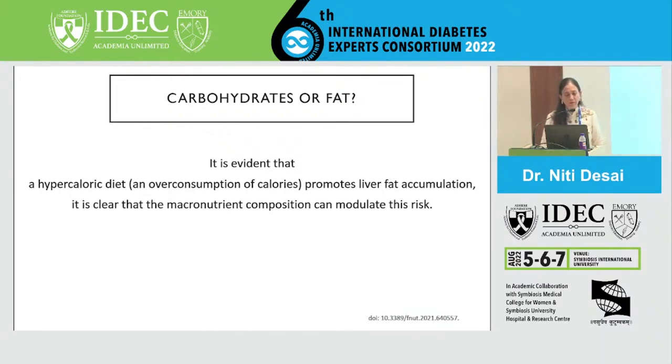Now, it is very obvious that when one takes in extra calories, when one is consuming more than required calories, there will be liver fat accumulation. I mean, that is kind of common sense. But it is also clear that the macronutrient composition can also modulate that risk.